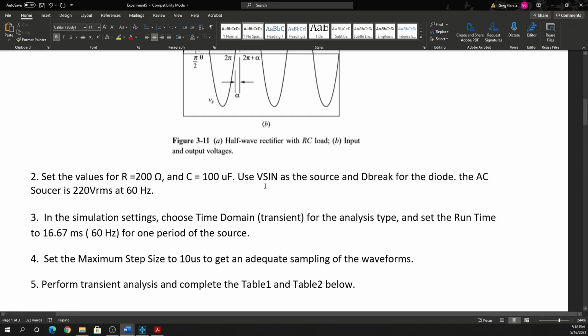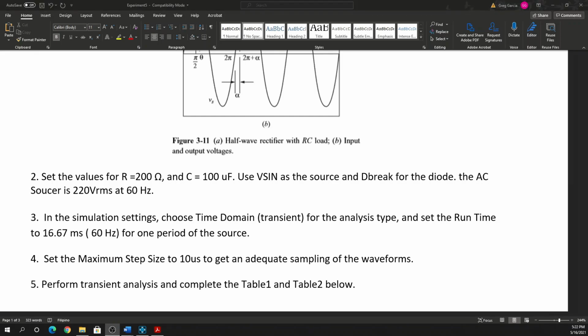For this experiment, we will set the value of the resistor to 200 ohms, the capacitor to 100 microfarad, and we will use VSIN as the source and Dbreak for the diode. The AC source should supply 220 VRMS at 60 Hz. In the simulation settings, we will choose time domain transient for the analysis type, and we will set our run time to 16.67 milliseconds, or one period of the 60 Hz source. We will also set our maximum step size to 10 microseconds to get an adequate sampling of the waveforms. Now let's go to OrCAD Pspice.